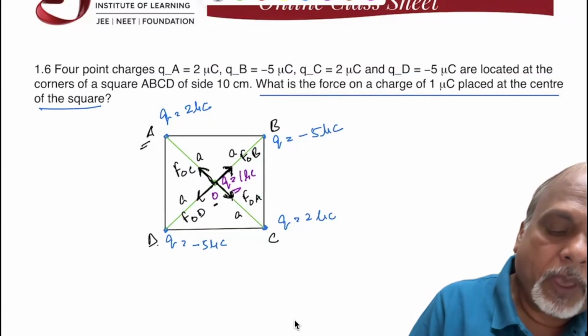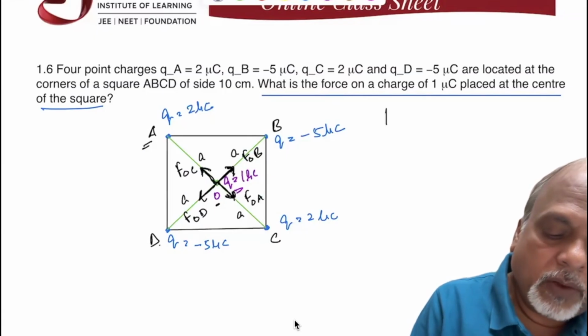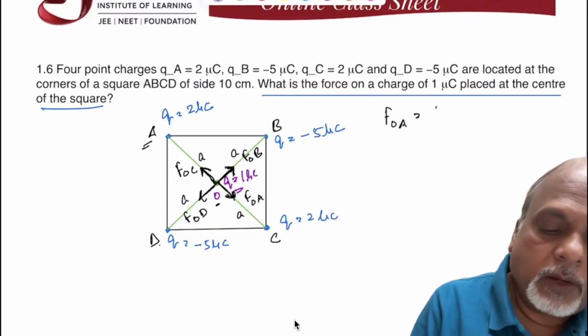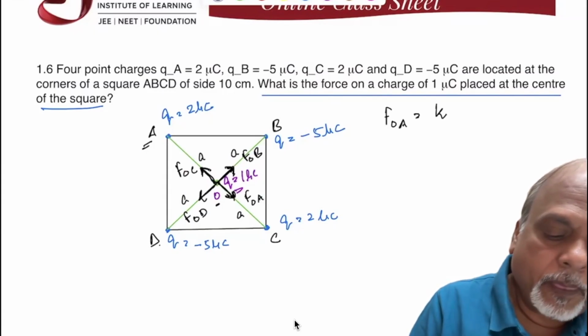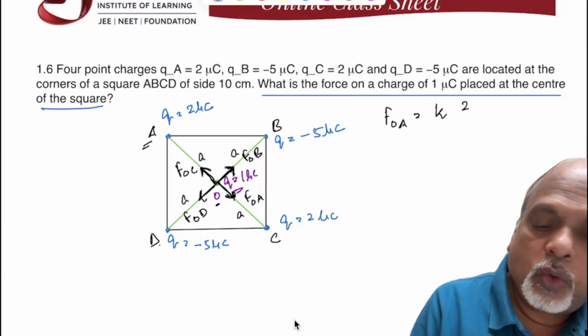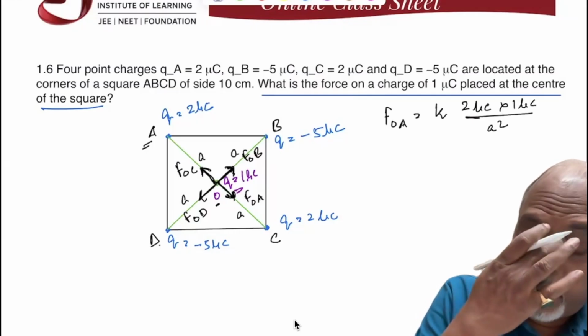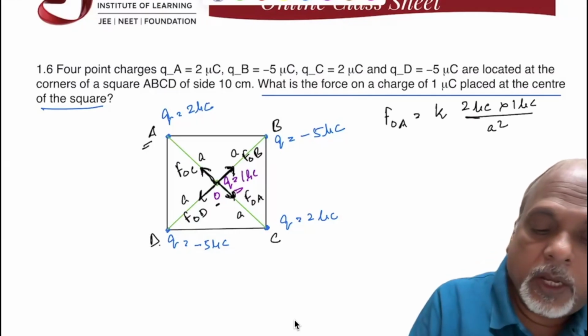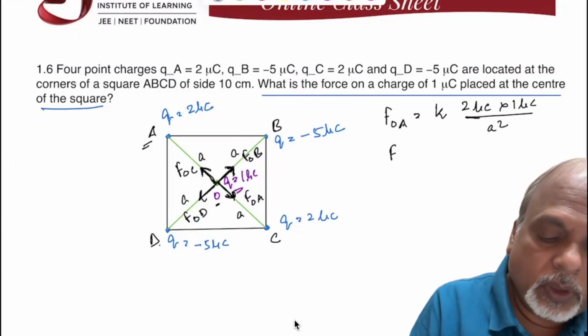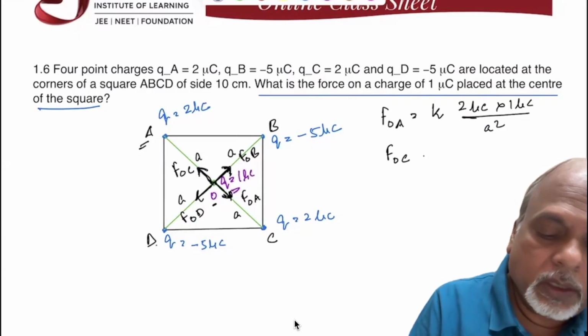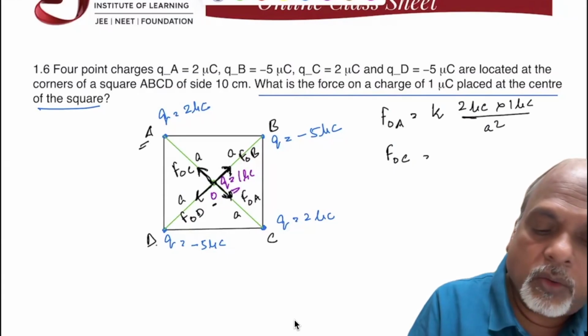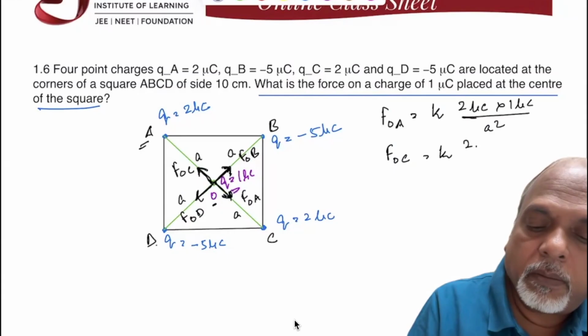Correct? Let us find what FOA is. That will be K times 2 microcoulomb into 1 microcoulomb divided by a square. Correct? Then what is the force at O due to C? This will also be the same.